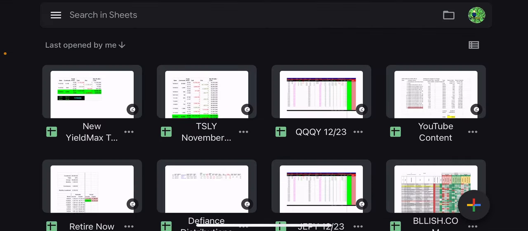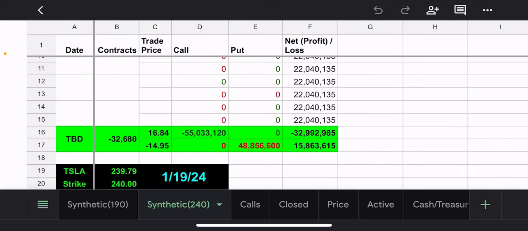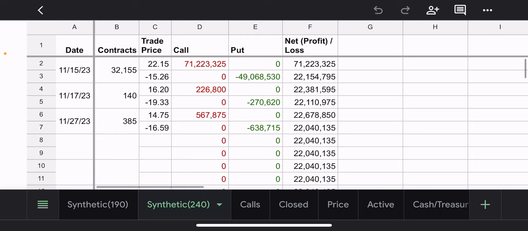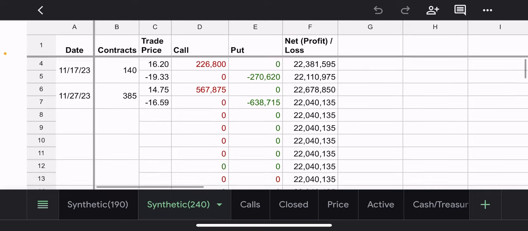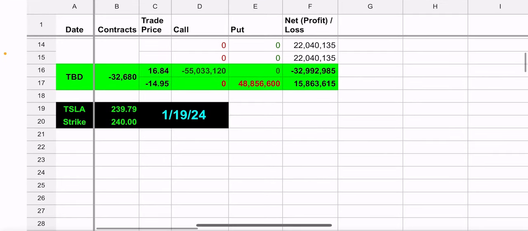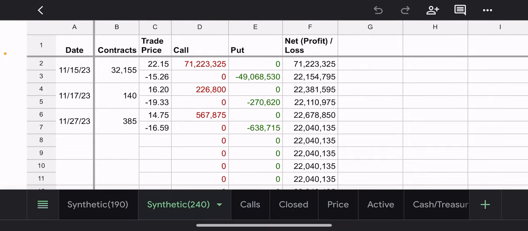I wanted to start with TSLY. So I have the TSLY spreadsheet open. Again, the synthetic tab, the point of this is to track all of the movement on the synthetic position from day one. On the top of the synthetic tab is where they started their position. TSLY started their position on November 15th with the 240 synthetic. They bought a call, sold a put. It cost them more to buy the call than sell the put. But regardless, they're hoping by the expiration date of January 19th that Tesla will be above the strike price of 240. And so far, it's looking pretty good.